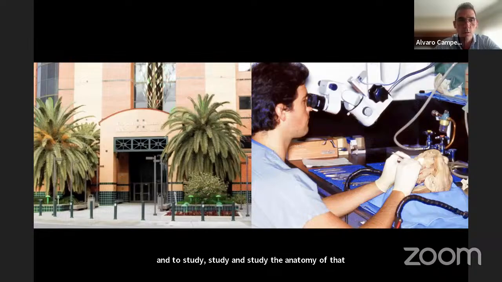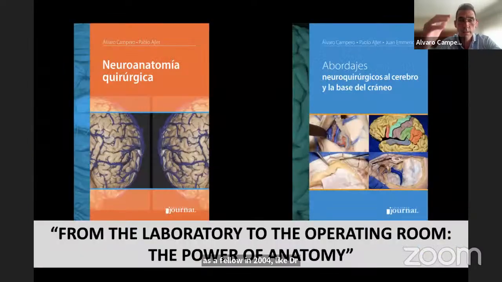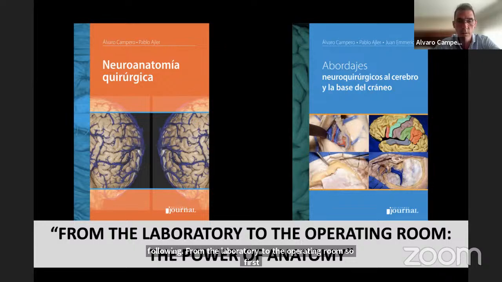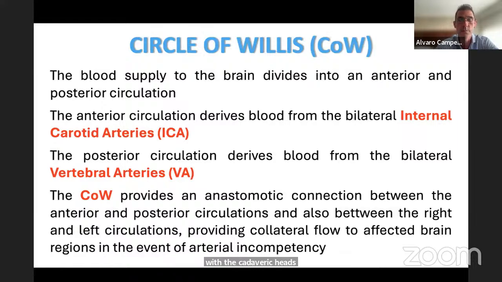This is the Brain Institute where Dr. Rhoton had the laboratory. I worked as a fellow in 2004, like Dr. Wen said. And our philosophy that we learned with Professor Rhoton is the following: from the laboratory to the operating room. So first, study and practice in the laboratory with the cadaveric heads, and then go to the operating room.